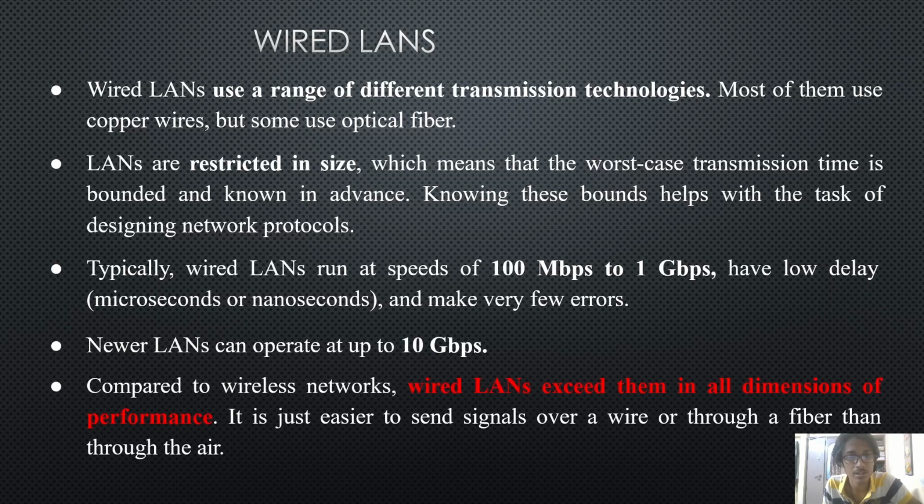LANs are restricted in size, which means that the worst-case transmission time is bounded and known in advance. Knowing these bounds helps with the task of designing network protocols. Typically, wired LANs run at speeds of 100 Mbps to 1 Gbps, have low delay, and make very few errors. Newer LANs can operate up to 10 Gbps. Compared to wireless networks, wired lines exceed them in all dimensions of performance. It is just easier to send signals over a wire or through a fiber than through the air.